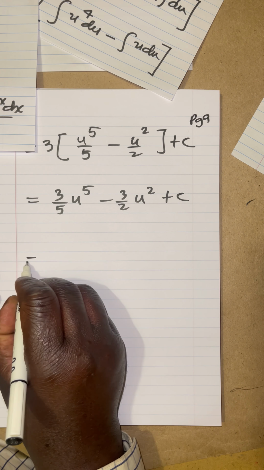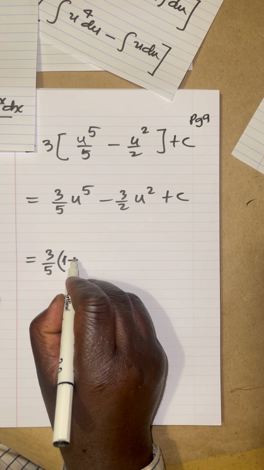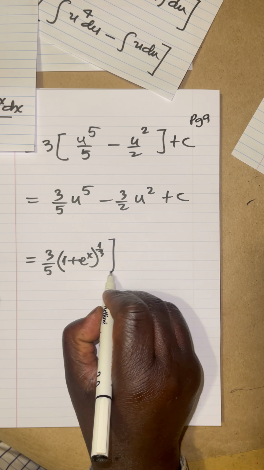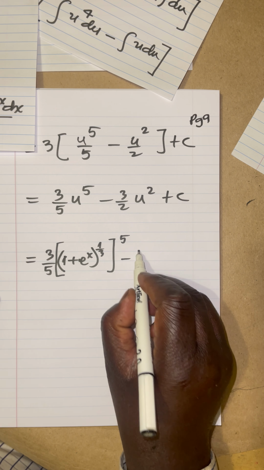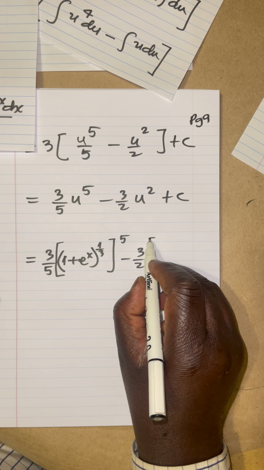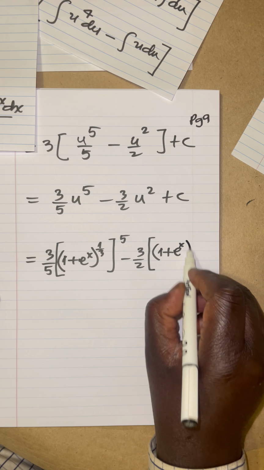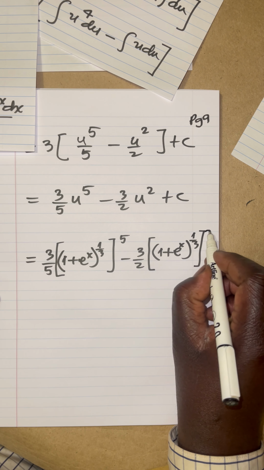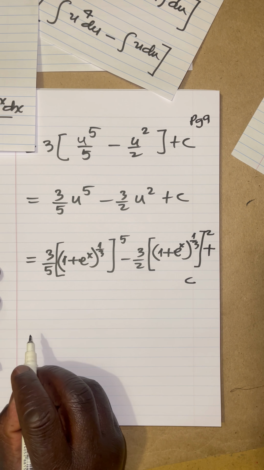So I'm saying this is 3/5 times (1 + e^x)^(1/3), which has to be raised to the power 5, and then minus 3/2 times (1 + e^x)^(1/3), which has to be raised to the power 2. Then plus a constant c. Let's simplify that and get our final solution.